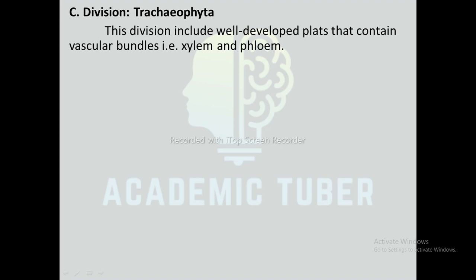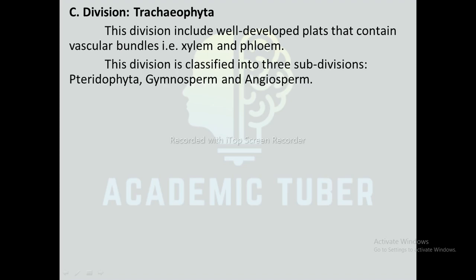Third one is division Tracheophyta, and this division includes the well-developed plants that contain vascular bundles, that is xylem and phloem. This division is classified into three subdivisions. They are Pteridophyta, Gymnosperm, and Angiosperm.